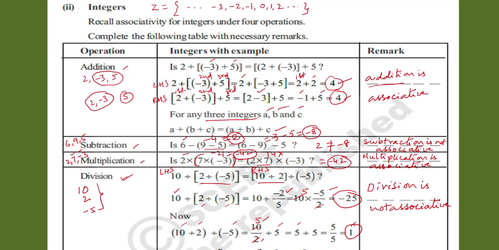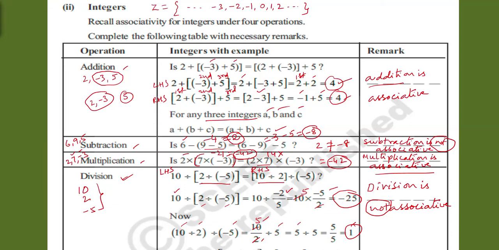Addition is associative, multiplication is associative, and subtraction and division are not associative in integers. You may remember these two points. Addition and multiplication are associative, and subtraction and division are not associative in integers.